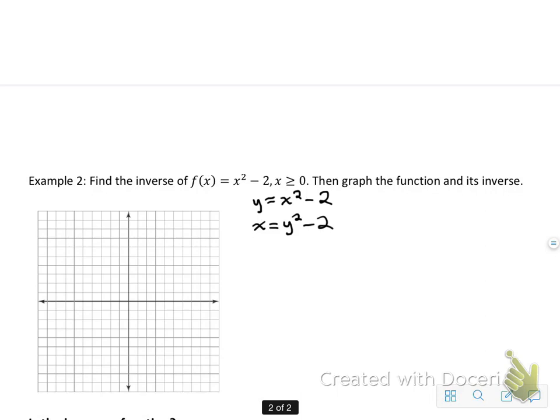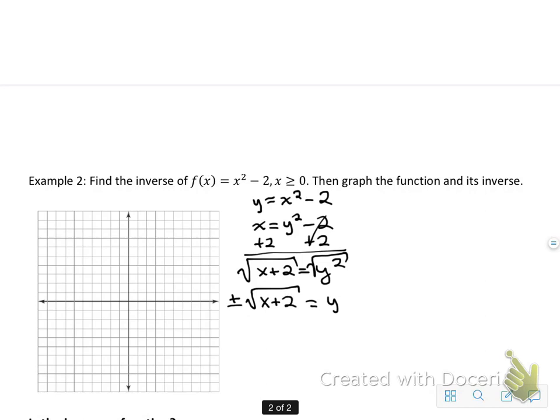So when we solve this for y, we need to first get rid of that 2. So we add 2. x plus 2 equals y squared. To get rid of a square, you take a square root because that is its inverse function. And when you take the square root, you always have two answers, the positive and the negative. So we get plus or minus the square root of x plus 2. Now, remember we have to write it as f inverse. So f inverse of x is plus or minus the square root of x plus 2.